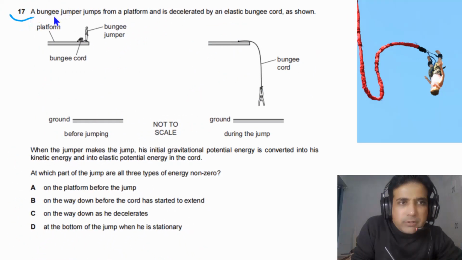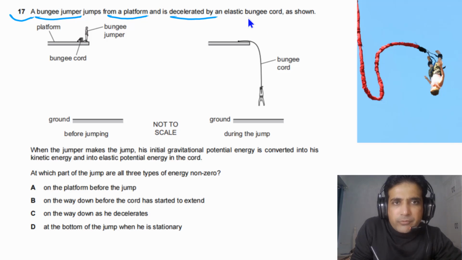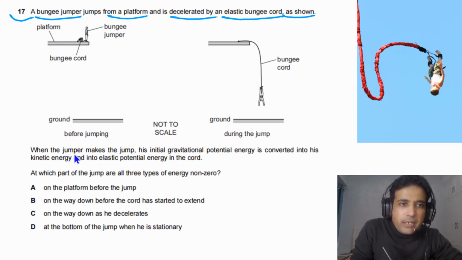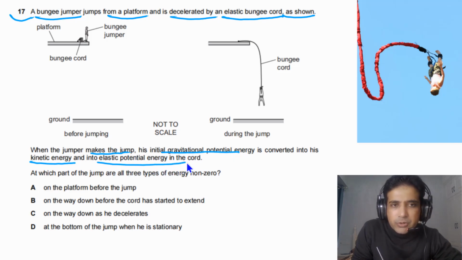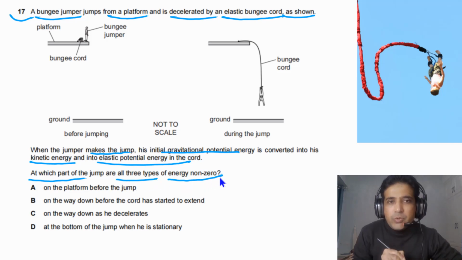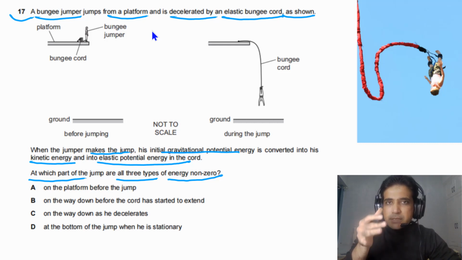For question number 17, it is given to us a bungee jumper jumps from a platform and is decelerated by an elastic bungee cord as shown in the figure. When the jumper makes the jump, his initial gravitational potential energy is converted into kinetic energy and also into elastic potential energy in the cord. At which part of the jump are all three types of energy non-zero? This means this person has kinetic energy and also has GPE and also EPE due to extension in the cord.